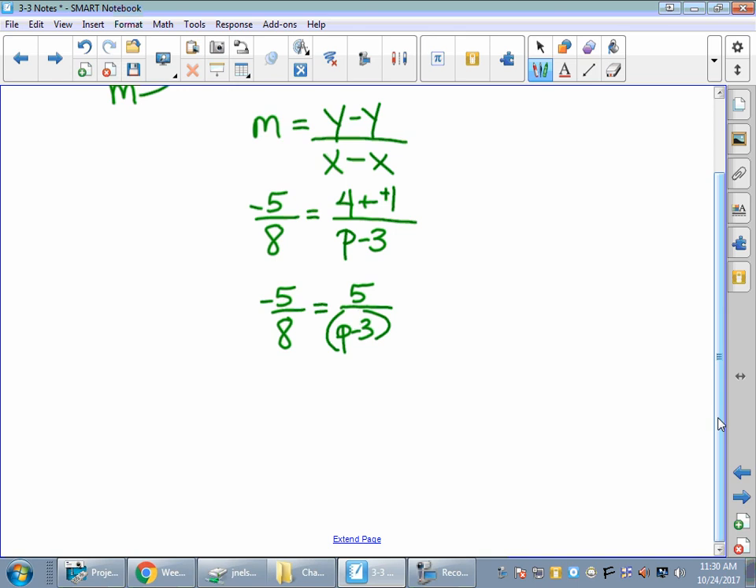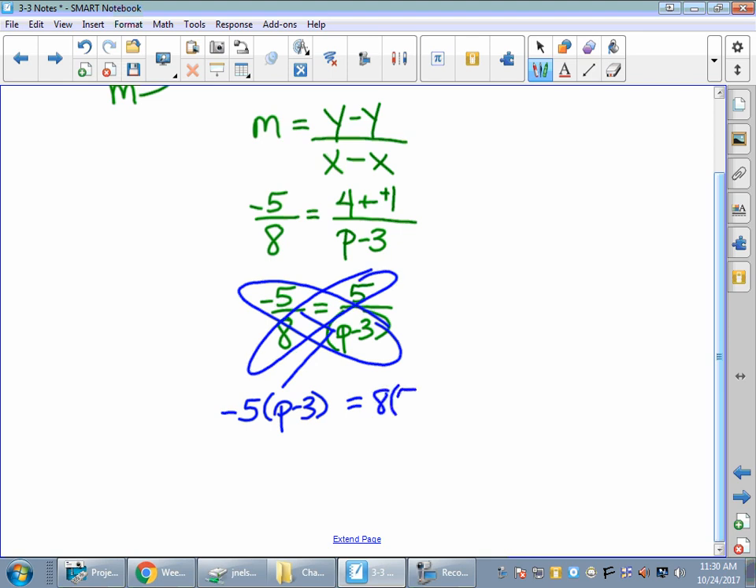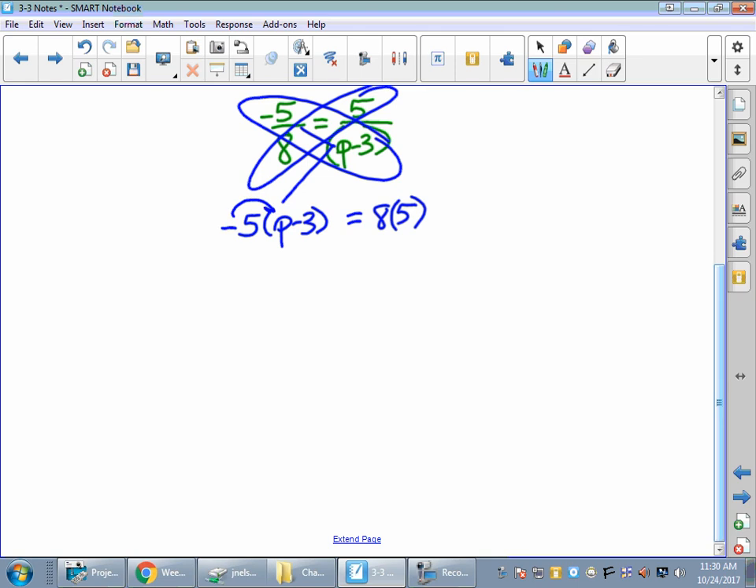And if you remember from chapter 2, this is called a proportion. When you have a fraction equal to a fraction, we can do the cross products. So I'm going to do a cross multiplication of these two numbers right here. So I'm going to do negative 5 times the quantity p minus 3 is equivalent to 8 times 5. On the left-hand side, I have to distribute. Negative 5 times p is negative 5p. And then negative 5 times negative 3 is a positive 15, is equal to 40.